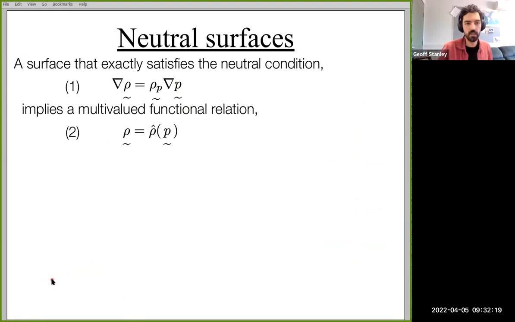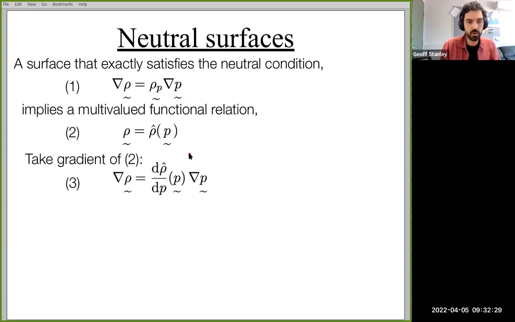Okay, so again, we have a neutral surface which obeys this relationship between density and pressure, and it implies this multi-valued relationship. So if I take the gradient of this multi-valued relationship, I get grad rho on the left, and I get the derivative of my rho hat function times the gradient of pressure.